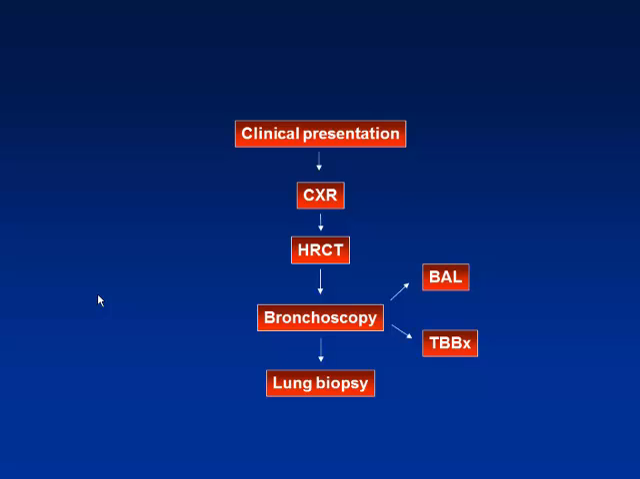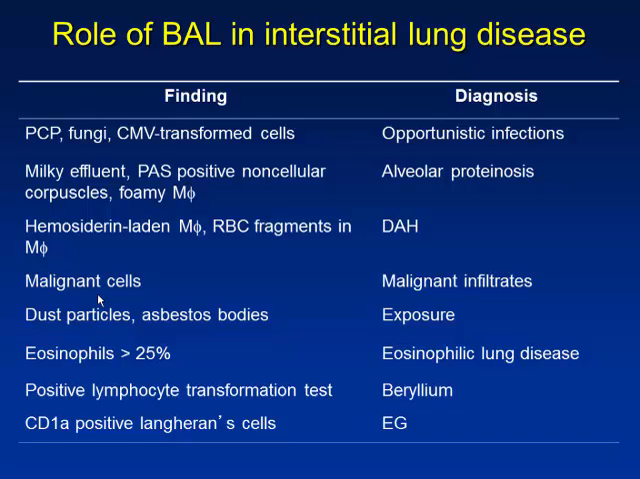So we talked about clinical presentation, which then leads us to the radiographs. By then we have some clue of what's going on, perhaps, and then the question is what to do next in the workup, and that would be proceeding to a bronchoscopy or a lung biopsy. So what is the role of BAL in interstitial lung disease? Sometimes it can be very helpful, depending on the disease you're looking for.